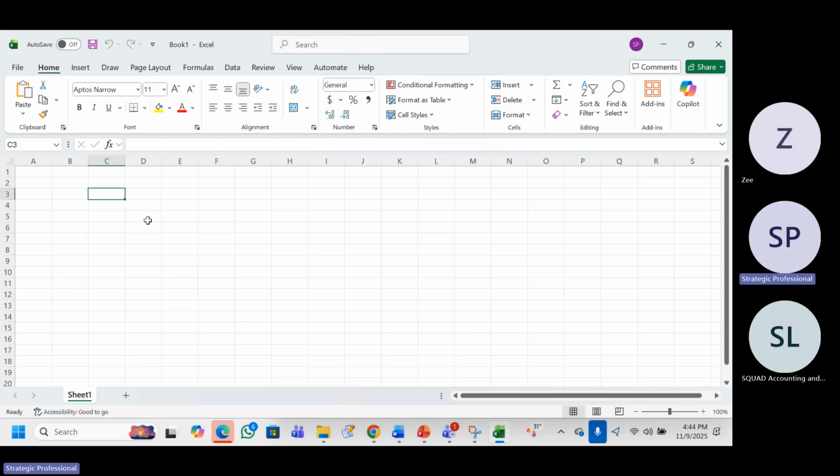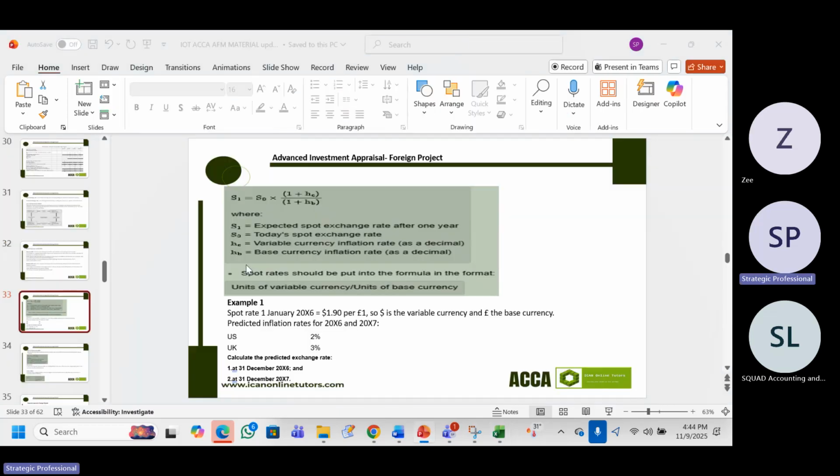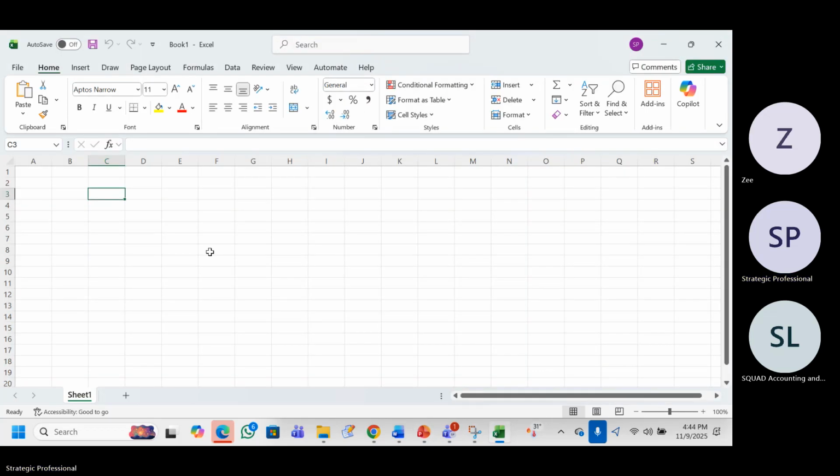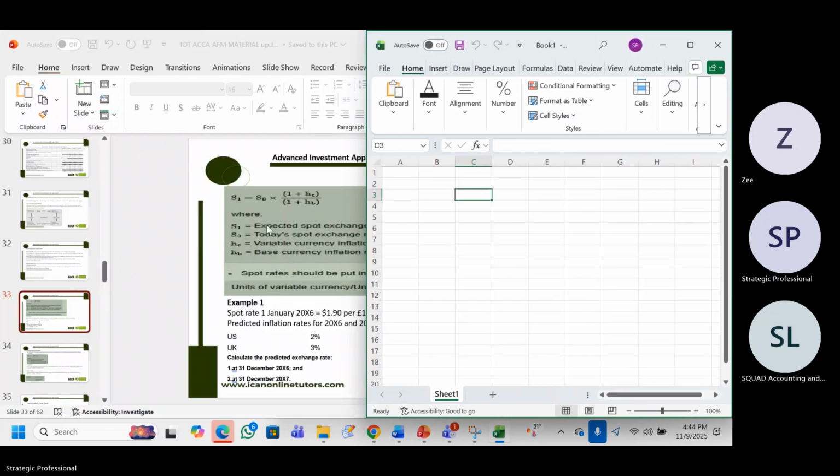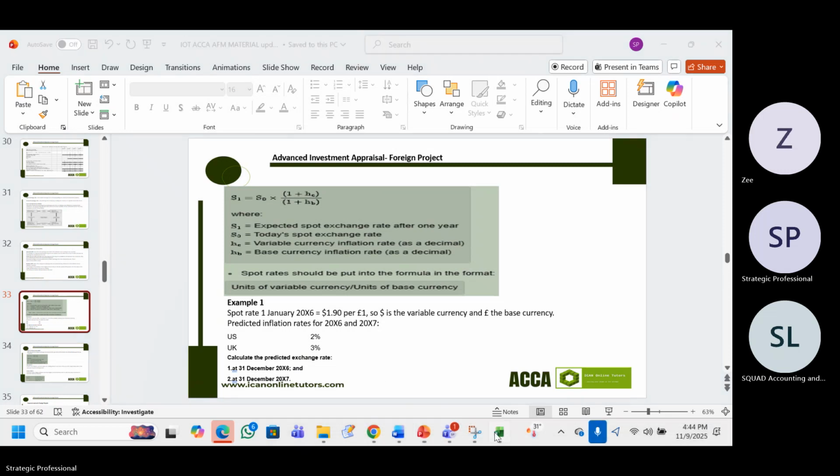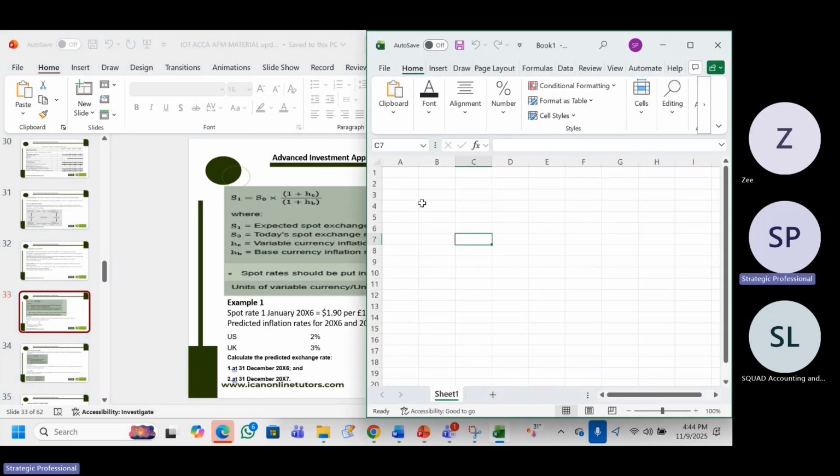All right. So let me divide my screen. All right, so we have it here.